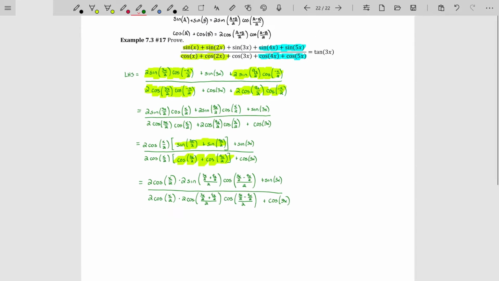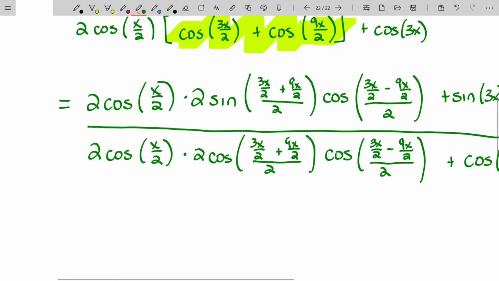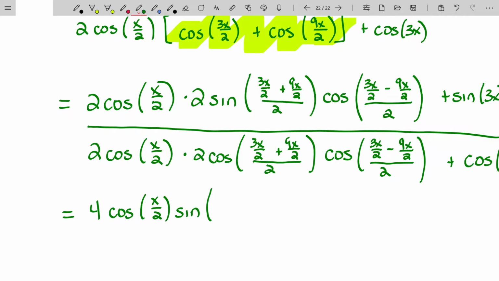Remember, our ultimate goal is to get to a tangent of 3x. We're not there yet. What does this turn into? So let's see. We have 4 in the numerator here. We have a cosine of x over 2. We have a sine of, let's see, 3x plus 9x. That's going to be a 12x. Divide that by 2. That's a 6x. Divide that by 2. It's a 3x. Times a cosine of, let's see, 3x minus 9x is a negative 6x. Divide that by 2. It's a negative 3x.